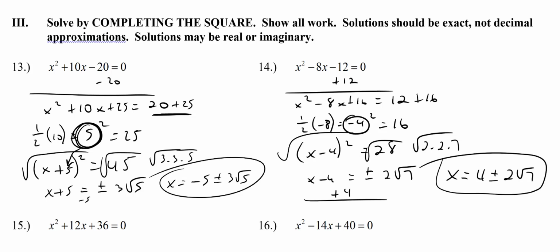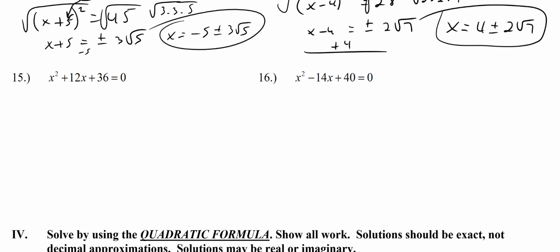Okay, 2 more here. Take half of 12 is 6. Circle. Oh, wait. What did I not do? Gotta subtract 36 first. Sorry. Erase this. Subtract 36 first, and now I'm good. So x squared plus 12x equals negative 36.